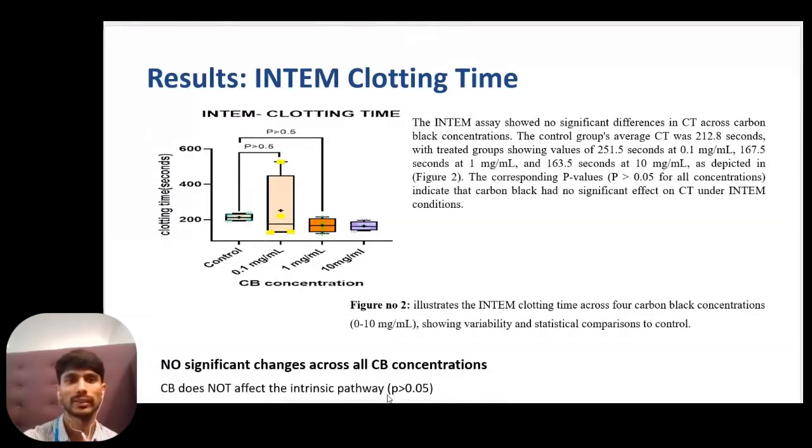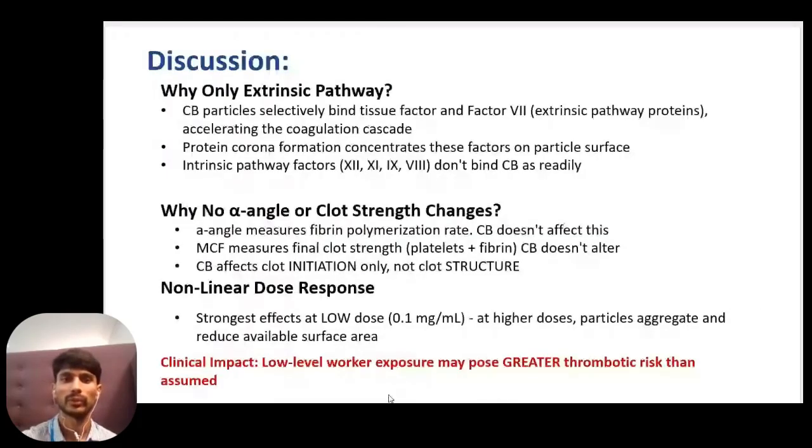For the intrinsic pathway, you can still look at the graph. This is our concentration, and this is our clotting time. All are similar clotting times. There are no changes. That's why carbon black doesn't affect the intrinsic pathway. The p value is greater than 0.05.